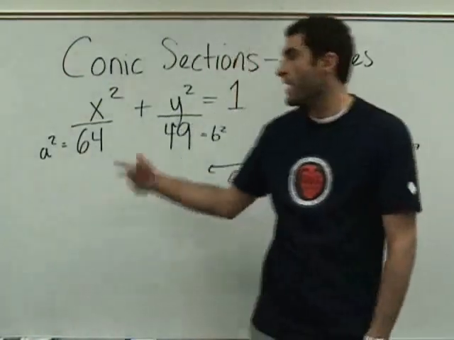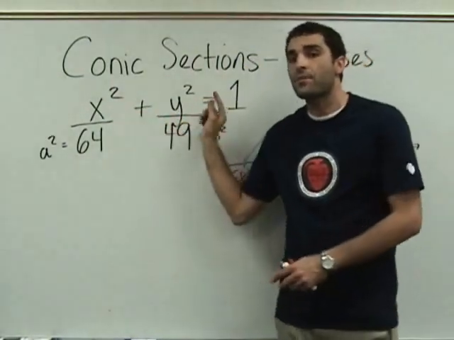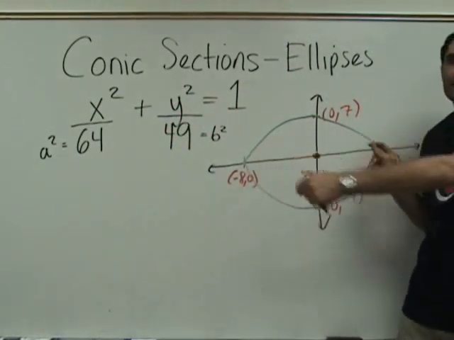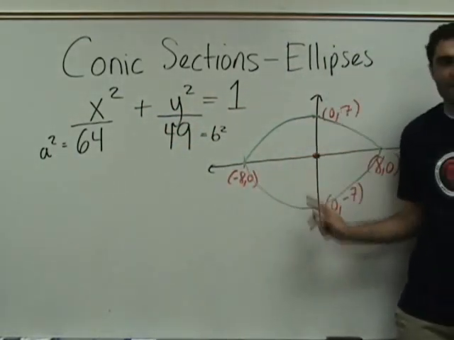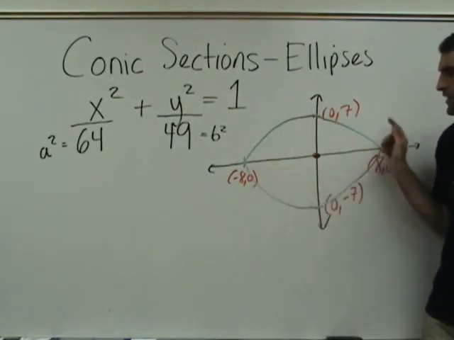Now the only difference in the next couple problems we'll do is that we'll start at a different point. But from that particular vertex, we would go 8 left and right, or 7 up and down. So this is the basis for our ellipse.